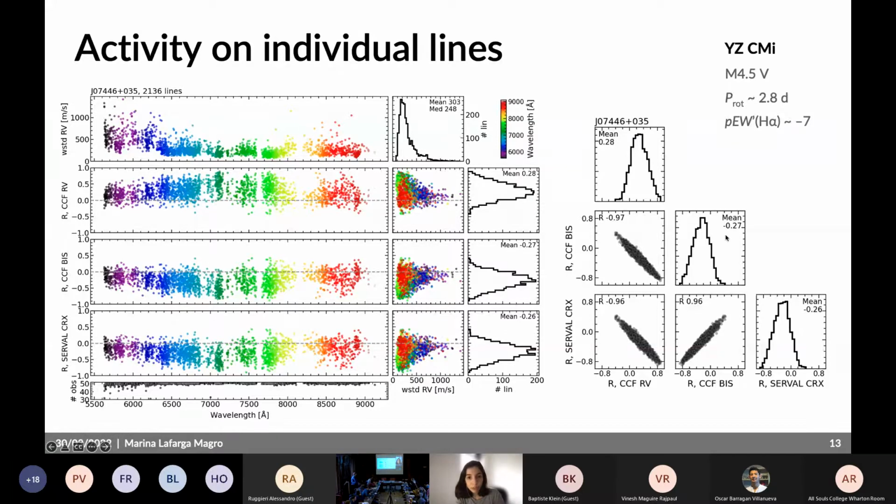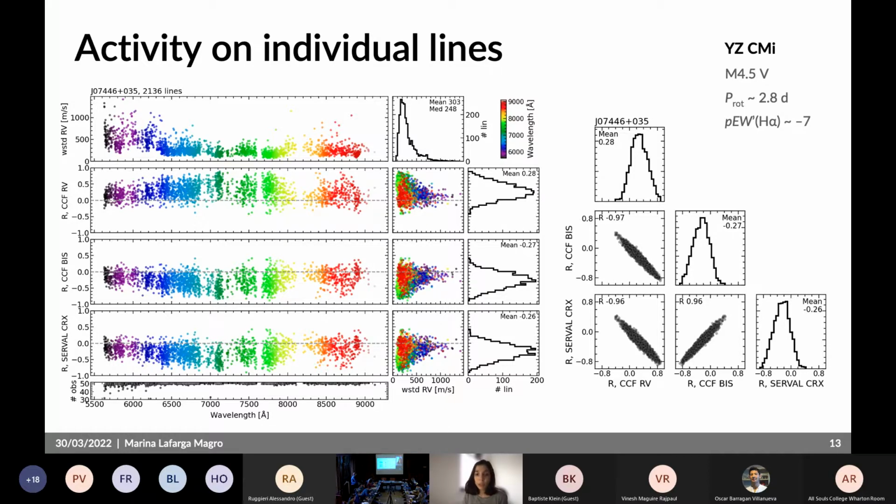So what you can see on the right-hand side is simply the correlation between these parameters here. So that would be the correlation of the Pearson's correlation coefficient. I apologize for that, but I hope you're following me. So the top left plot is simply the correlation between the bisector correlation coefficient and the real velocities. Below, the one with the chromatic index and real velocities, and then chromatic index and bisector. Just wanted to show you this because for these 3 activity indicators, all these things look very similar.